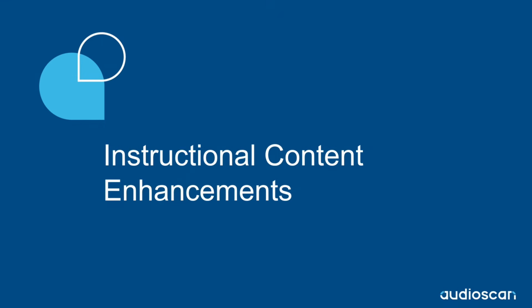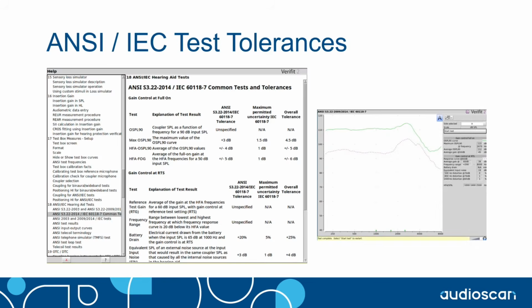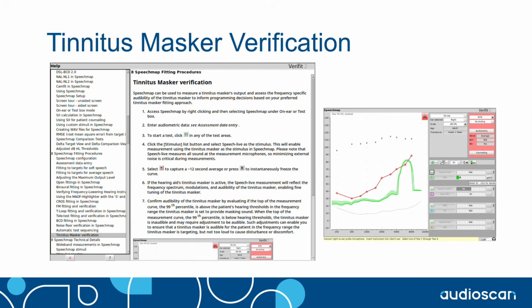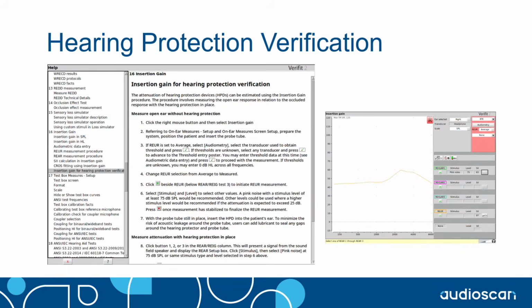Instructional content enhancements. New instructions on interpreting anti-IEC test results provide details on test tolerance for each test, so you can more easily determine if hearing aids are functioning according to their factory specification on the hearing aids datasheet. New instructions on tinnitus masker verification provide a simple measurement method for measuring tinnitus masker output using the Speech Live setting in SpeechMap, so you can determine appropriate audibility for tinnitus masker signals. And new instructions on hearing protection verification provide a method to evaluate hearing protection using insertion gain, to help you better understand how earplugs and other hearing protection attenuate sound.